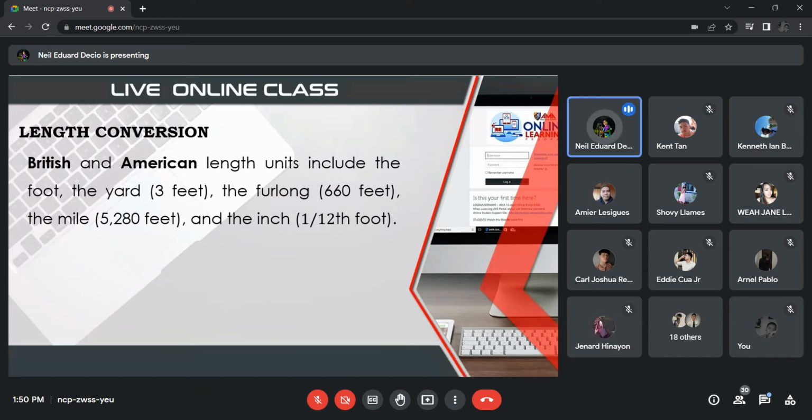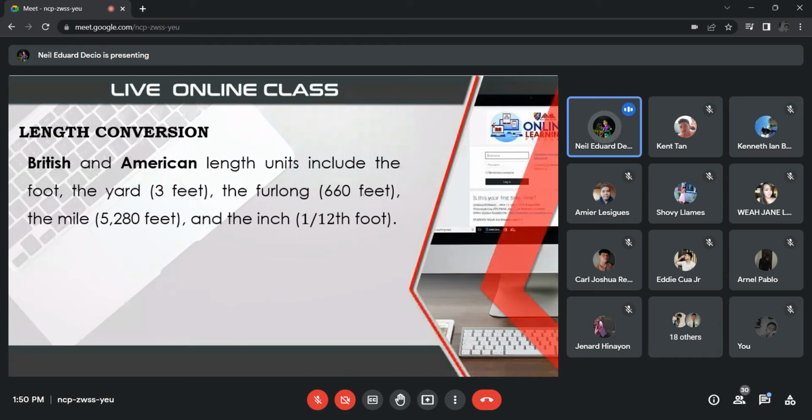Okay, so basically we're going to discuss first the British and American length units. British and American length units include the foot, the yard, which is equal to 3 feet, the furlong, which is equal to 660 feet, and then the mile is 5,280 feet, and an inch is 1/12 of a foot.